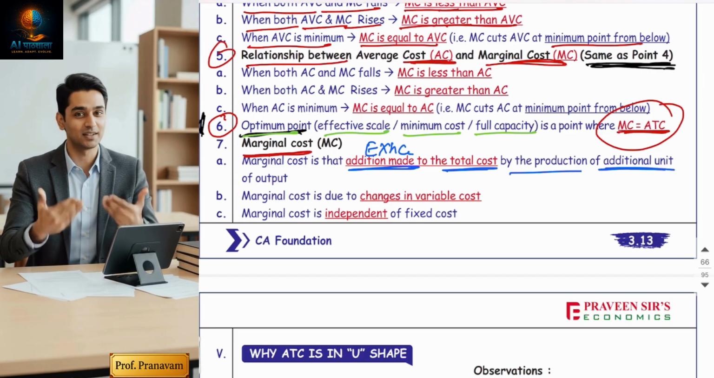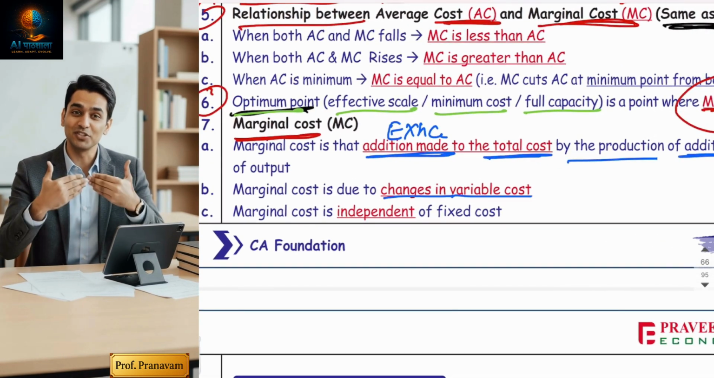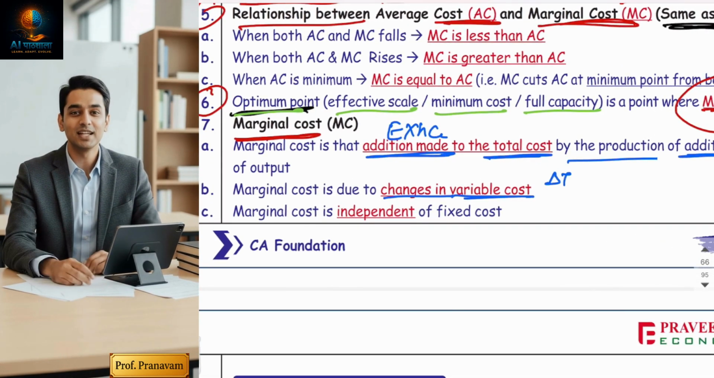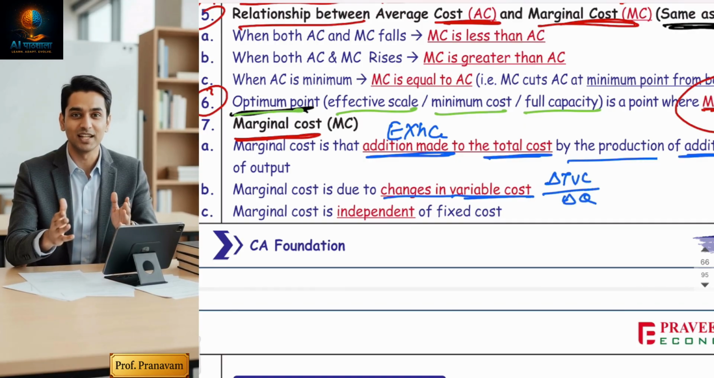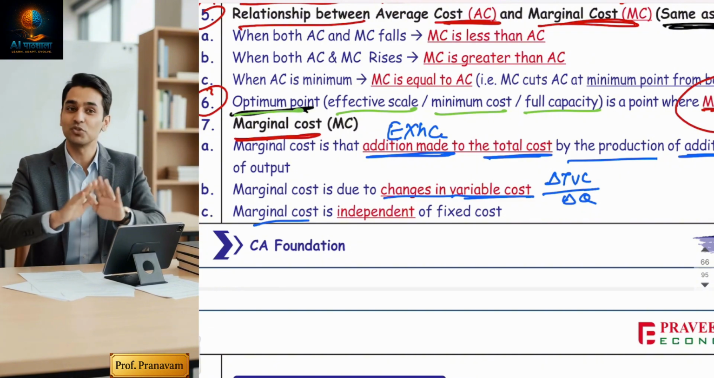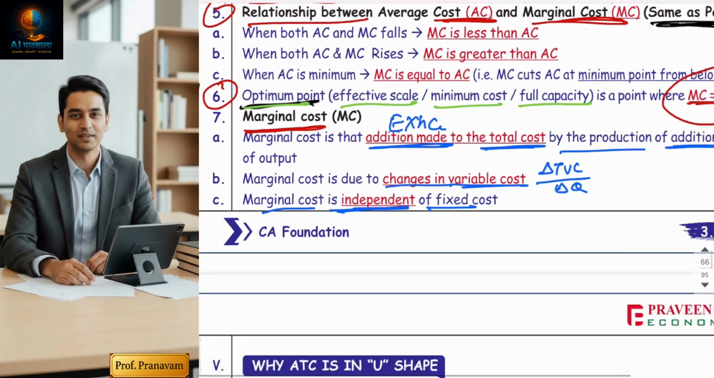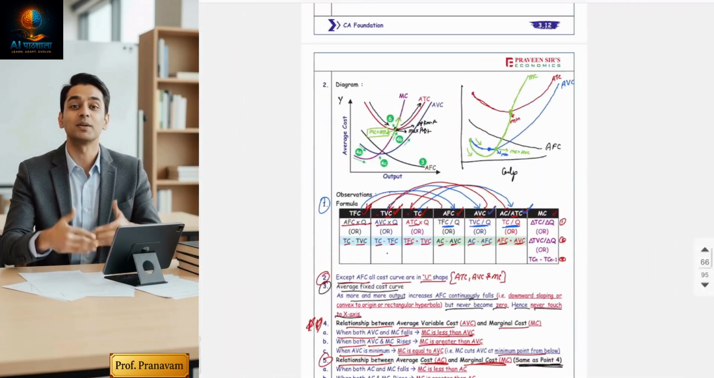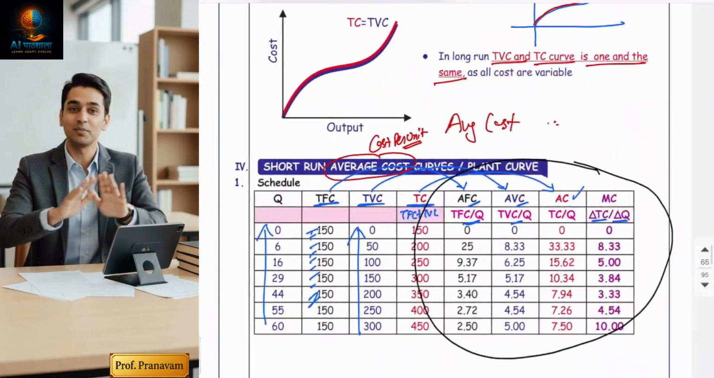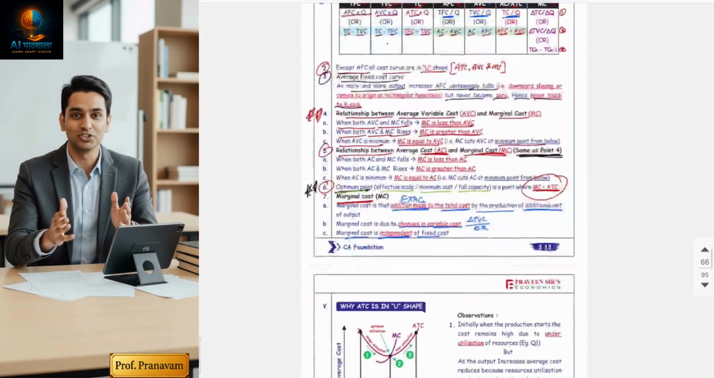Now, marginal cost has been derived from which cost? Variable cost. So marginal cost is due to changes in the variable cost. That's why my formula is also change in total variable cost divided by change in quantity. Marginal cost does not depend on fixed cost. Marginal cost is independent of fixed cost. Fixed costs have nothing to do with the marginal cost. Okay, so these 7 points. Now my short run average cost curve is over. Hope you understood. Yes, sir.